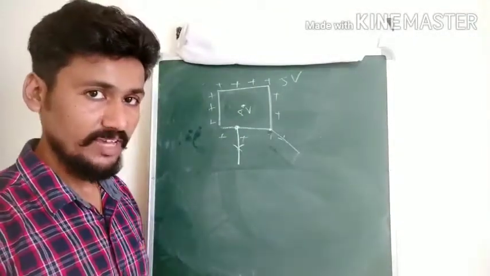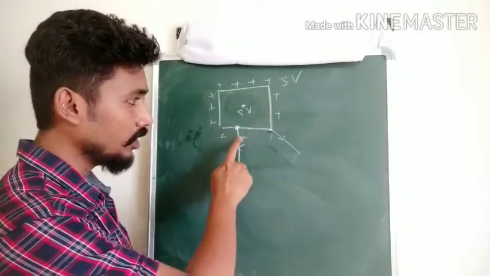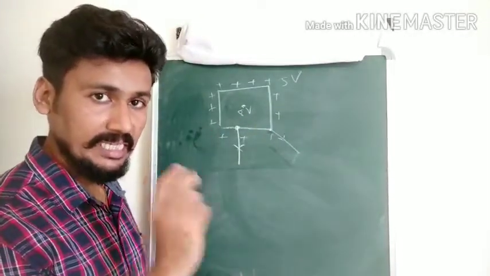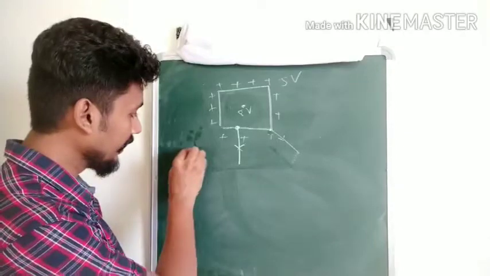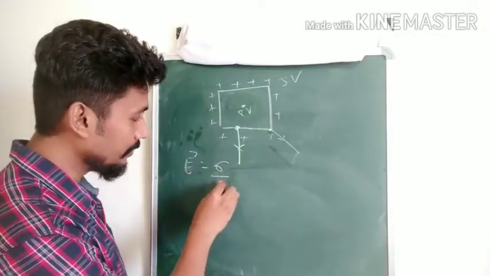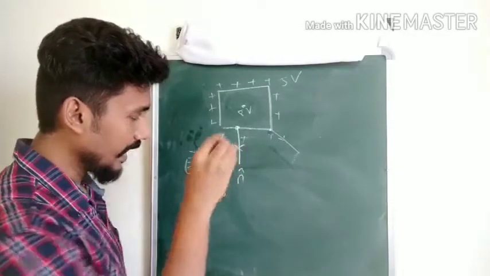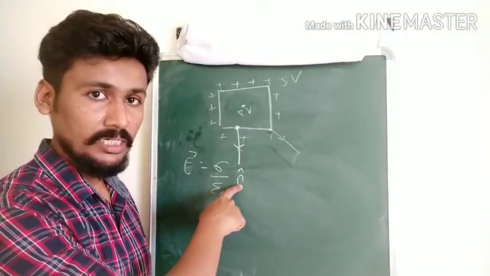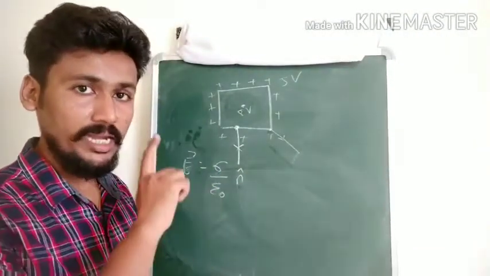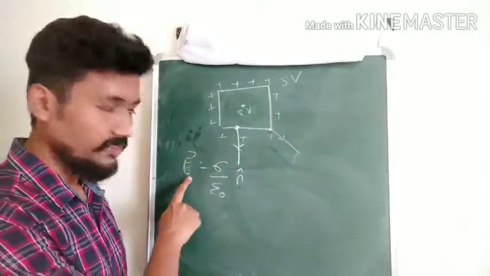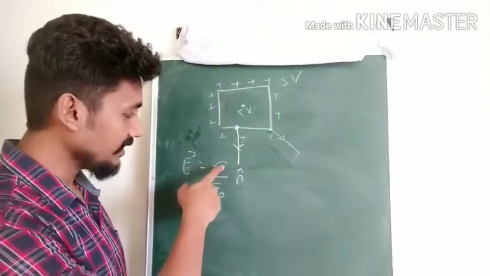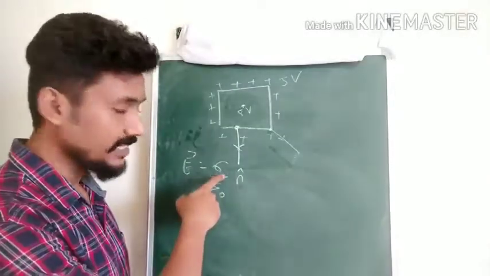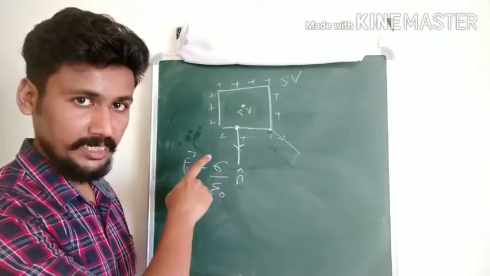Property number 5: electric field on the surface is given by E is equal to sigma by epsilon naught n cap. n cap is a unit vector normal to the surface. So for any kind of conductor, the electric field on the surface will be given by sigma by epsilon naught. Sigma is the surface charge density.